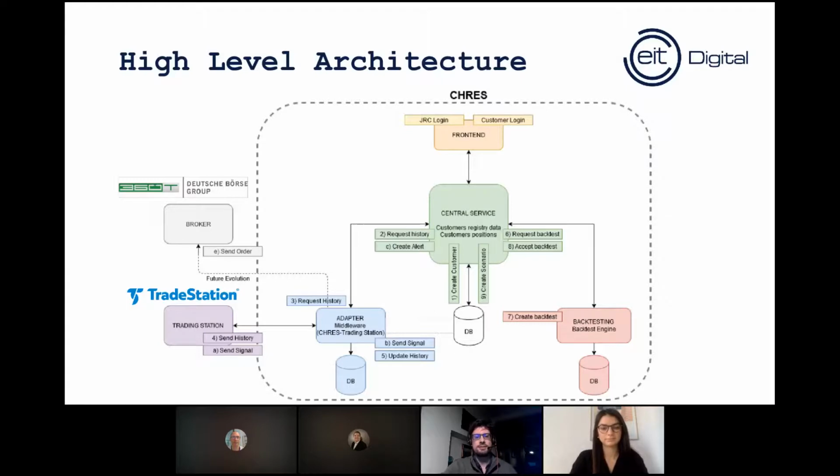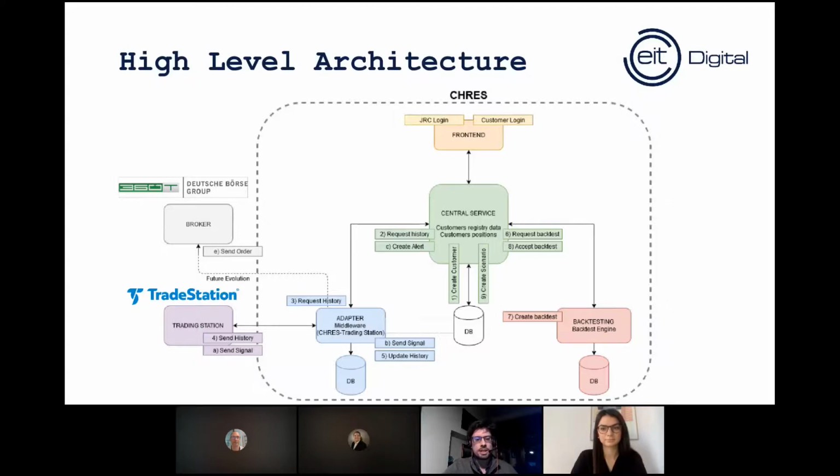This front-end interface is connected to a central service, which is a set of backend APIs providing the general core services of the platform, mainly regarding the management of the customer registration data and the customer position details, as well as the requests for information from other CHRES components, like the request for backtests from the backtesting engine and of signal history from the component called adapter.